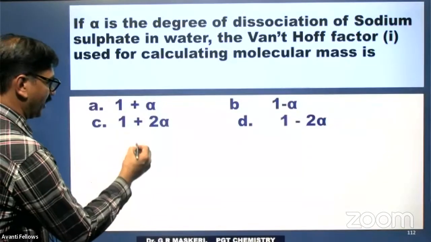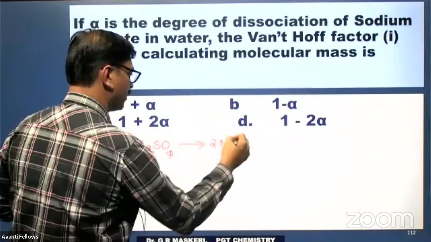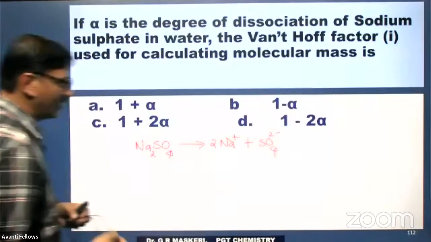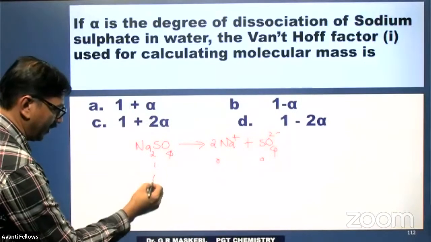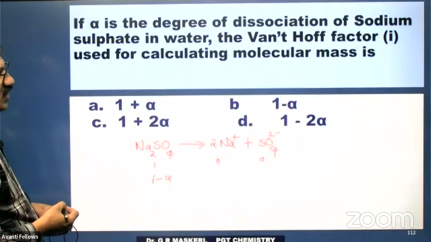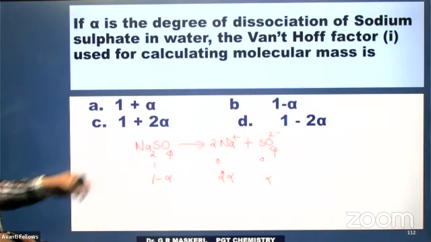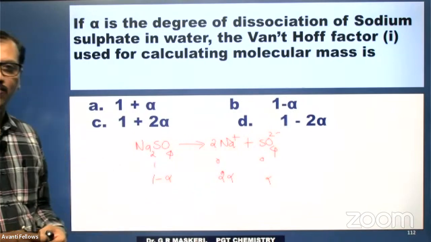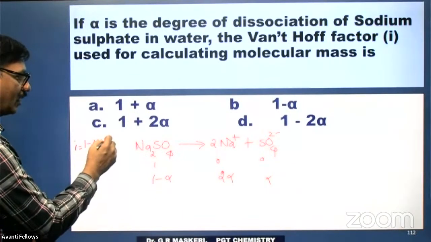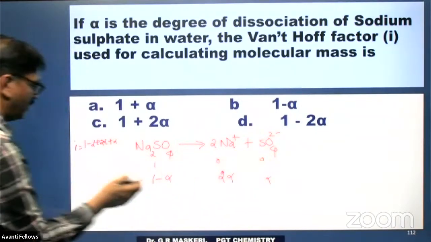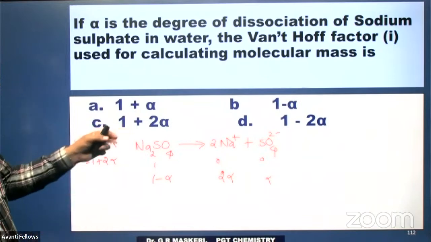So, it is about sodium sulfate, Na2SO4, right? It dissociates as 2Na+ and SO4 2-. So, this is one molecule. Initially it was 1, 0 and 0. If it is 1 minus alpha at equilibrium, where alpha is the degree of dissociation, then this is 2 alpha and alpha. Remember this, because one sodium sulfate gives two sodium ions. Therefore, it should be 2 alpha. Now, what is the i value? i is equal to 1 minus alpha plus 2 alpha plus alpha. Addition of all this, plus alpha minus alpha cancels. Therefore, 1 plus 2 alpha will remain. So, the answer is C.